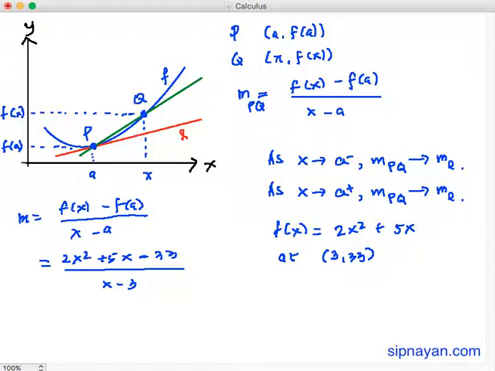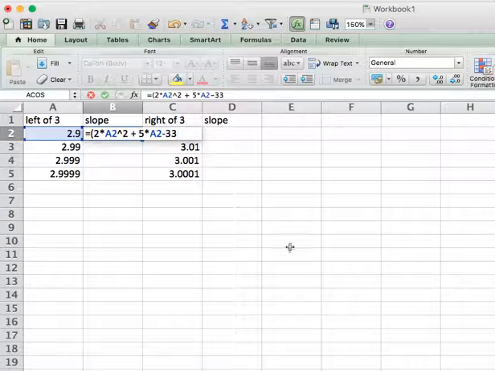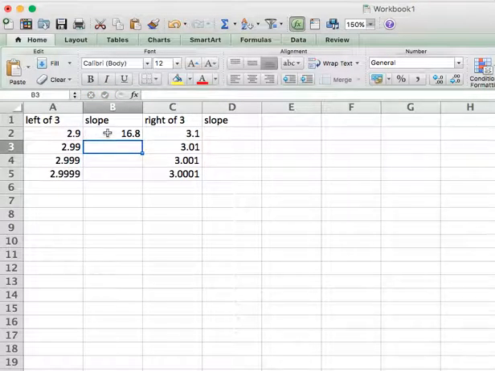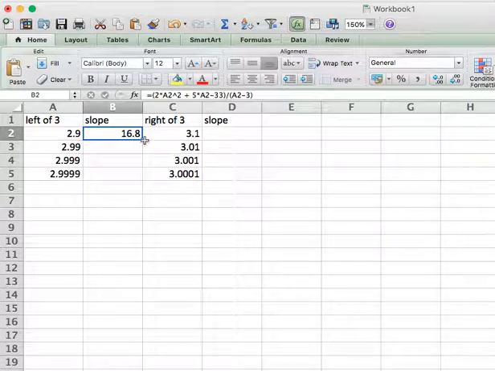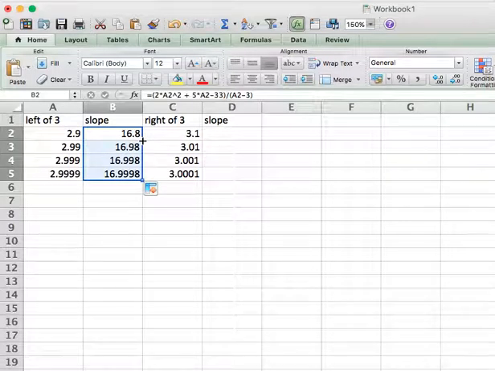Check muna natin kung tama tayo. 2x squared plus 5x minus 33 over x minus 3. Ito yung x natin. X, may parenthesis, x minus 3. 16.8, no? And then, yan. So, 16.998. So, parang 17, ano? Nag-approach sa 17 yung slope niya.